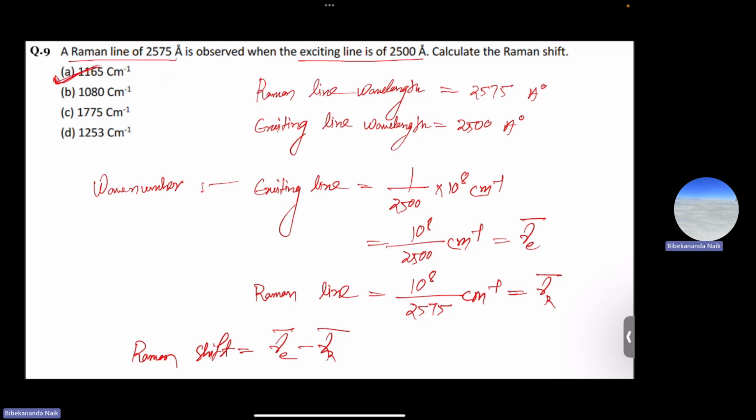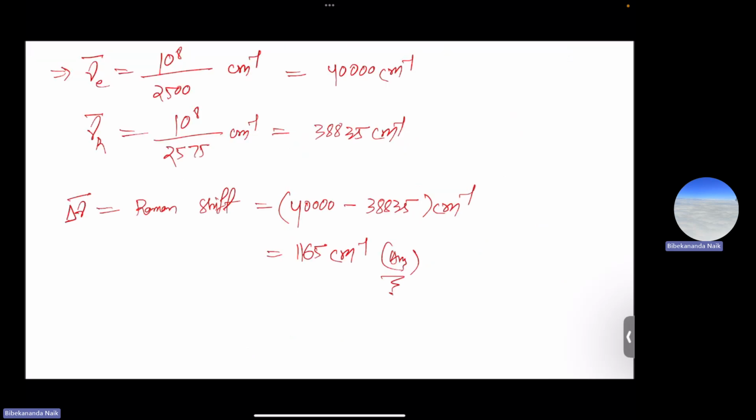So the wavelength of Raman line and the wavelength of exciting line was given to us. So in order to find the Raman shift in terms of wave number, we need to find out the wave number of exciting line and wave number of Raman line. So the correct answer will be option A, that is 1165 centimeter inverse. So I hope this is clear to everyone. Now we'll move to the question number 10.